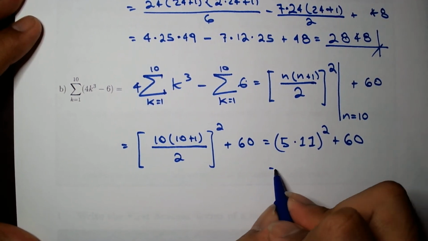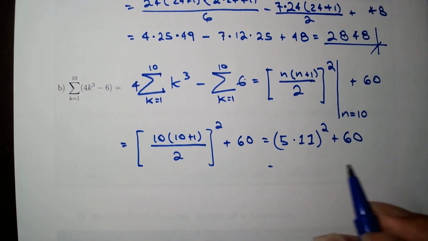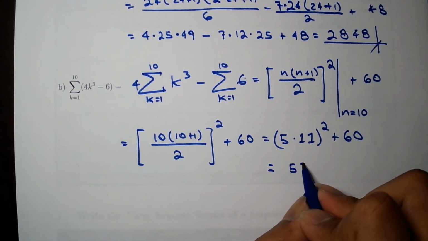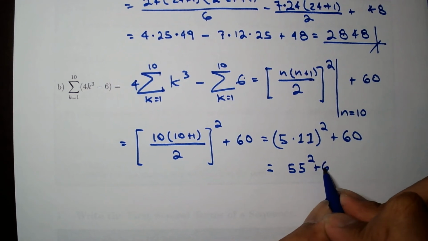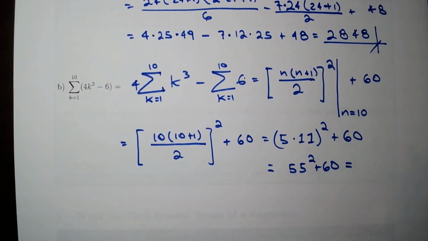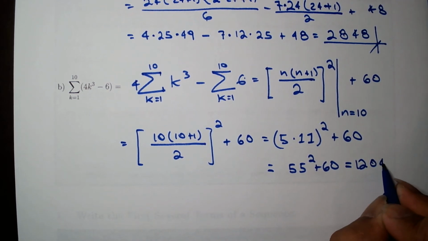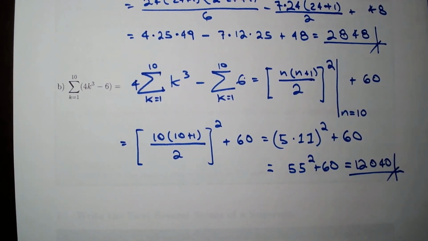And in this case, if we simplify this, well, that's 55 squared plus 60, which using the calculator you should get 12,040. Final answer.